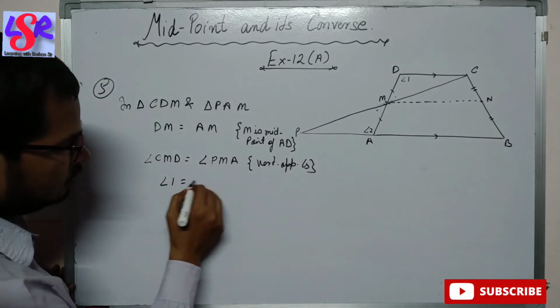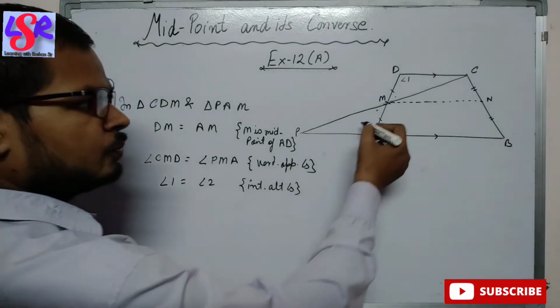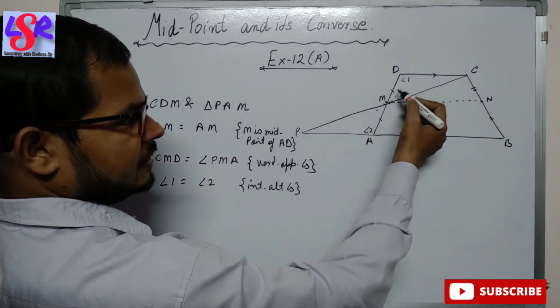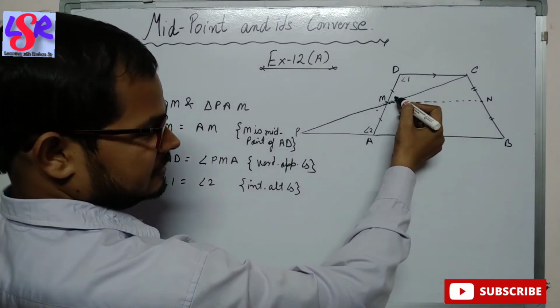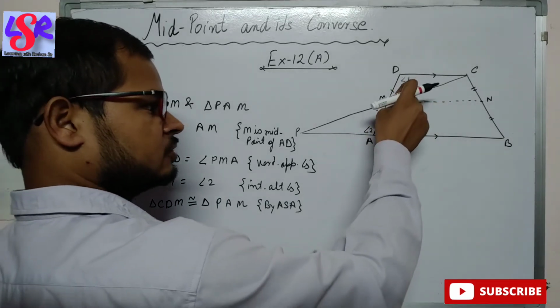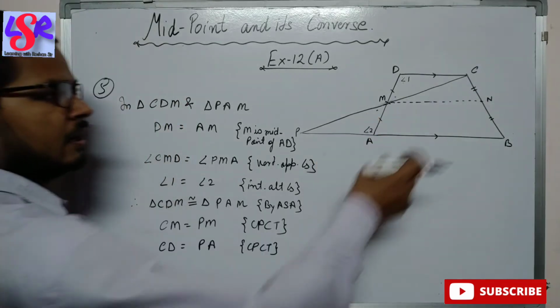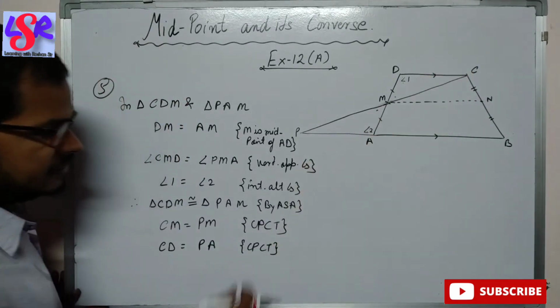So angle 1 equals angle 2 by interior alternate angles. Now to prove these two triangles congruent, we have used this angle, this side and then this angle. So it is ASA. After proving these two triangles congruent, we can prove CM equals PM by CPCT, and also CD equals PA by CPCT.